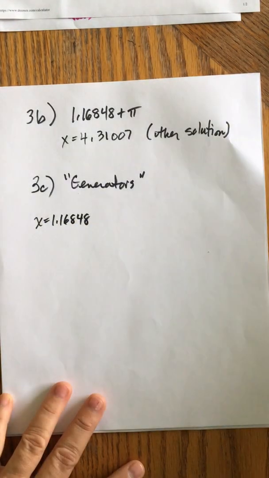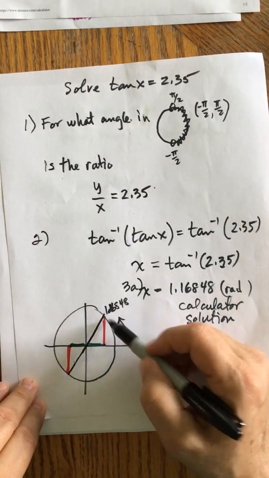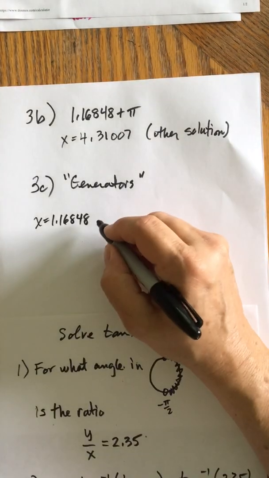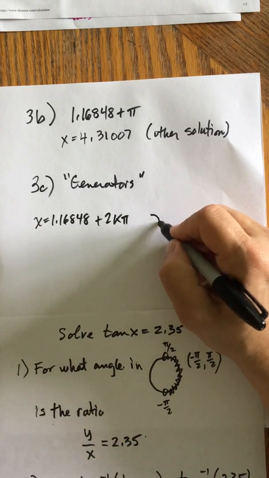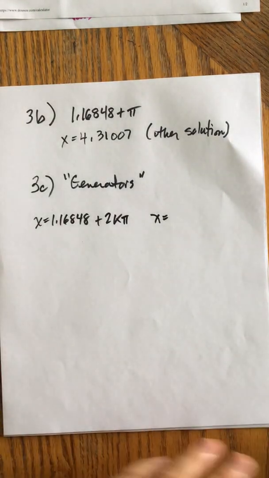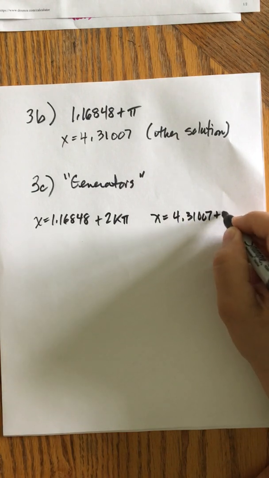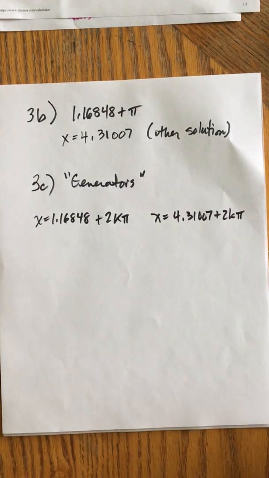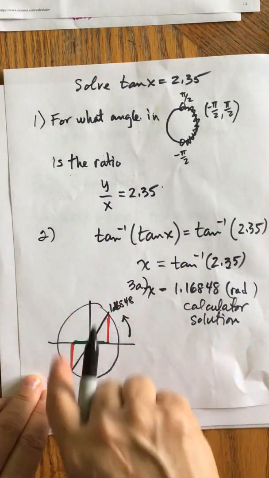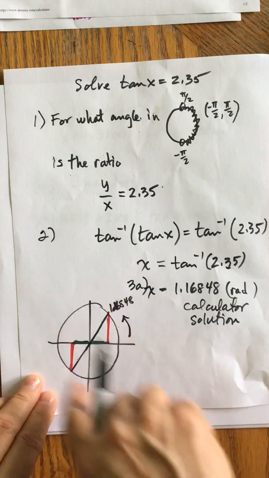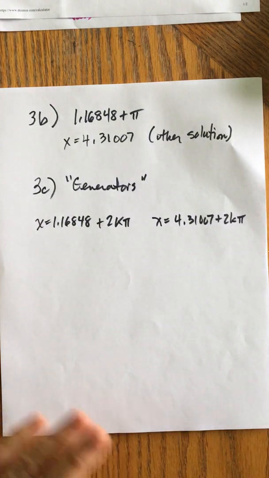1.16848. Now here, what I'm assuming is I start here and I go 2 pi around, either in the positive or in the negative direction, which is what we've been doing, right? 2k pi. Or you have x equals this new one, 4.31007 plus 2k pi. So that means you're now starting at this solution and going 2 pi, another 2 pi, or going this direction. But essentially, you're saying that they're two separate solutions and they're not equidistant.